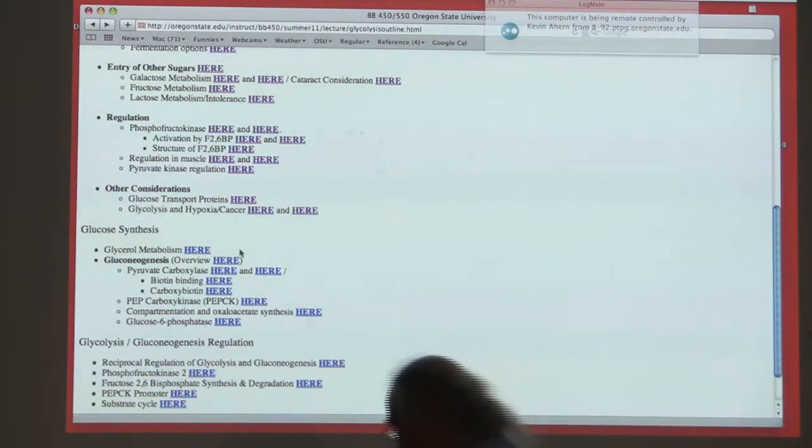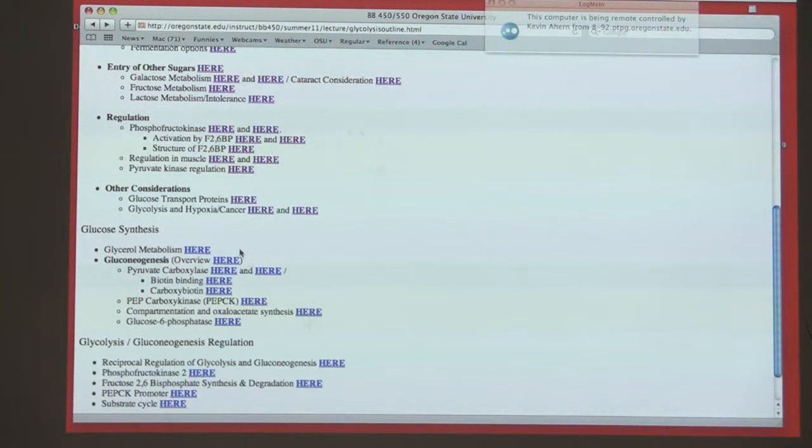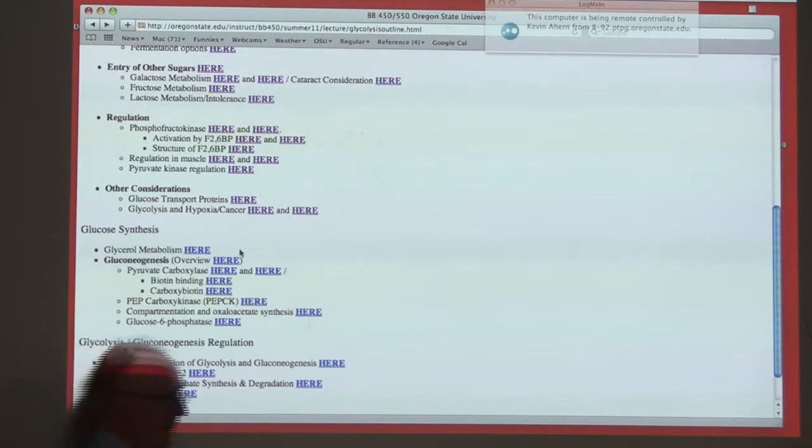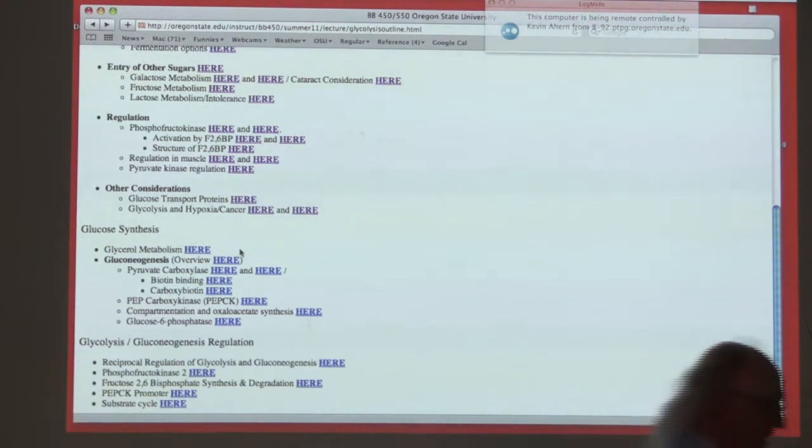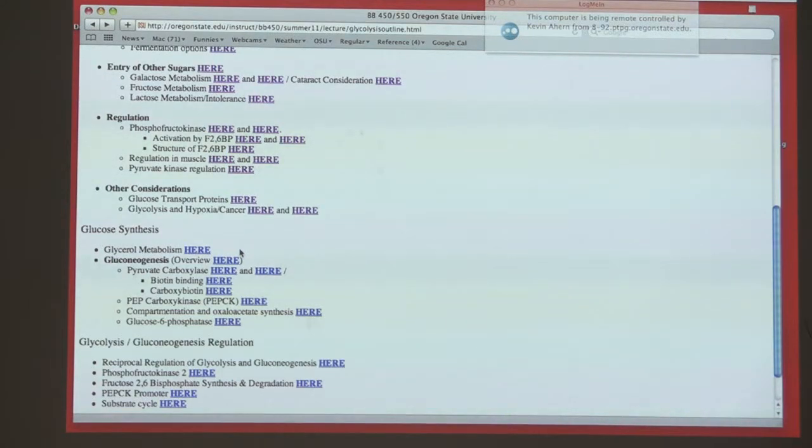Now, everything I've been talking about so far involves catabolism, breaking down of glucose or fructose or galactose into smaller pieces. And there's energy gained in that process. What I want to do now is talk about our first anabolic pathway. And anabolic pathways, you recall, involve synthesis. So for the rest of the period today, I will be talking about the synthesis of glucose and not its breakdown.